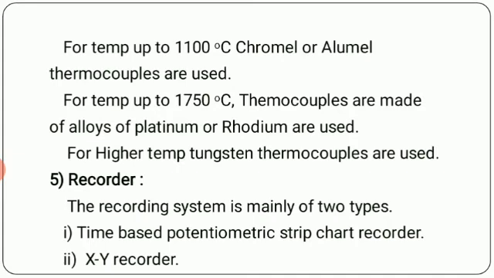Next, the recorder. Recording systems are mainly of two types: first, the time-based potentiometric strip chart recorder, and second, the XY recorder.